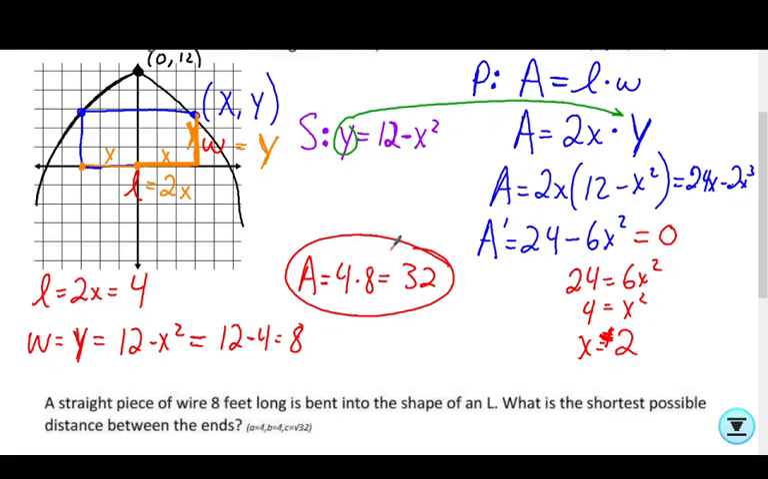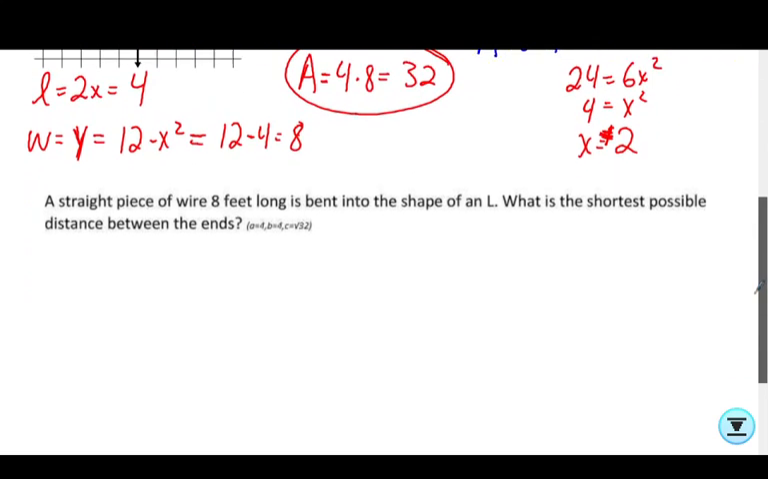Okay? So again, we're doing the exact same thing over and over again with optimization. Find your primary, find your secondary, plug your secondary into your primary, find the derivative, set it equal to 0 to find your critical points, and of course our x values could be anything from 0 to, in this case, wherever the x-intercepts are, which would be like 3.4 or something like that. You just have to find the intercepts.